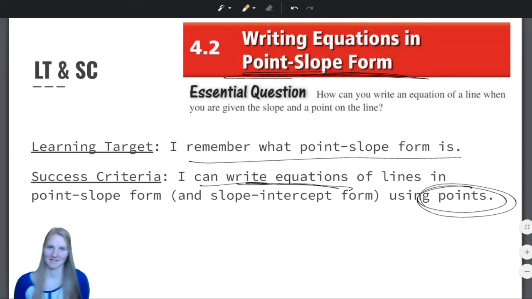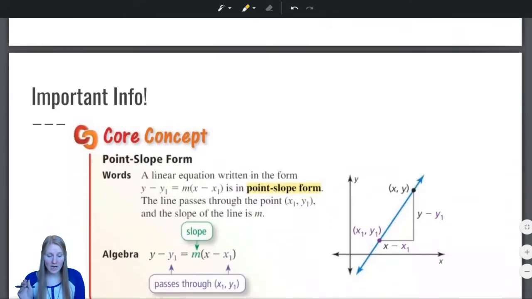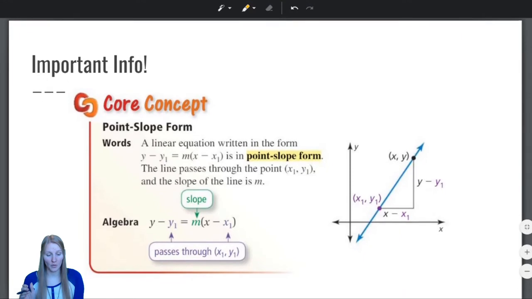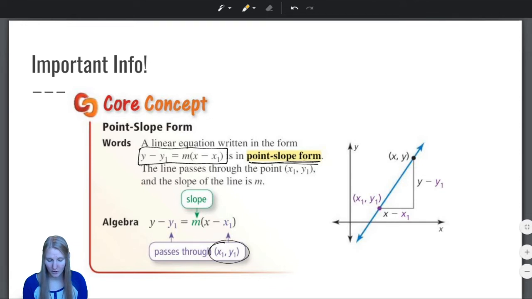Okay, so a quick refresher on what point-slope form is. Remember, it is y minus y1 equals m times x minus x1. That's point-slope form. x1 and y1 are the coordinates of the point that they give us, and m, as always, is our slope.